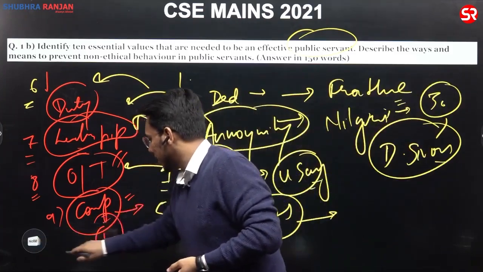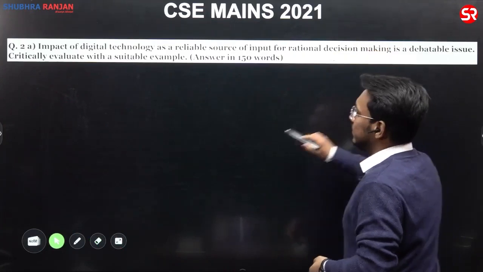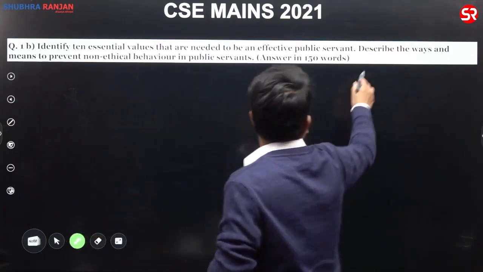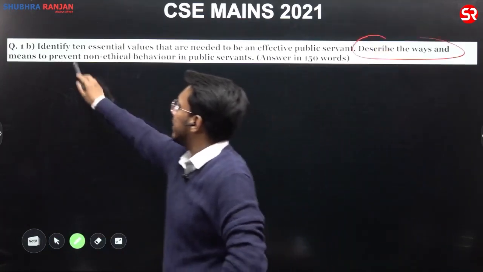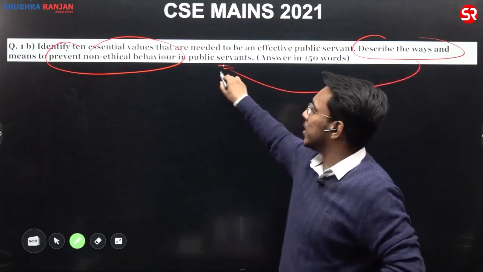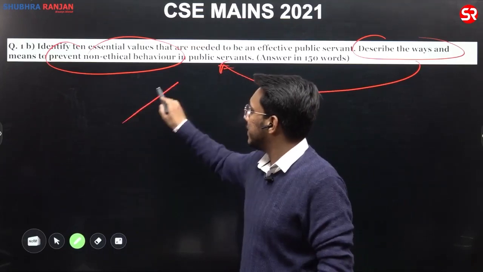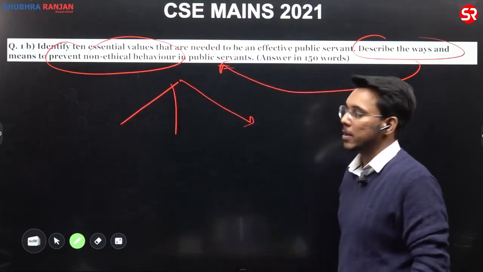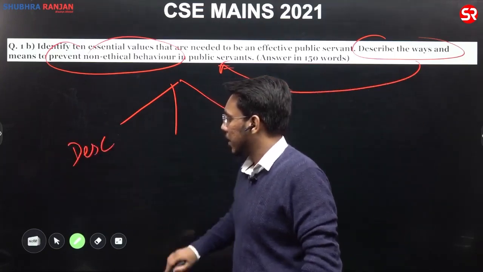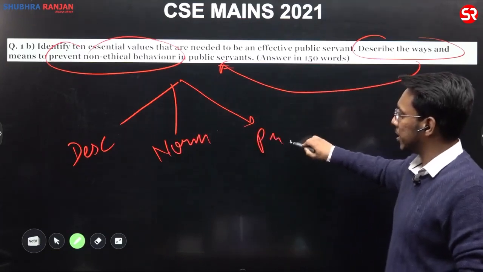Now, the second part of the question is: describe the ways and means to prevent non-ethical behavior in public servants. There are three ways to prevent non-ethical behavior in public servants. One is the descriptive way, the other is the normative way, and the third is the procedural way.